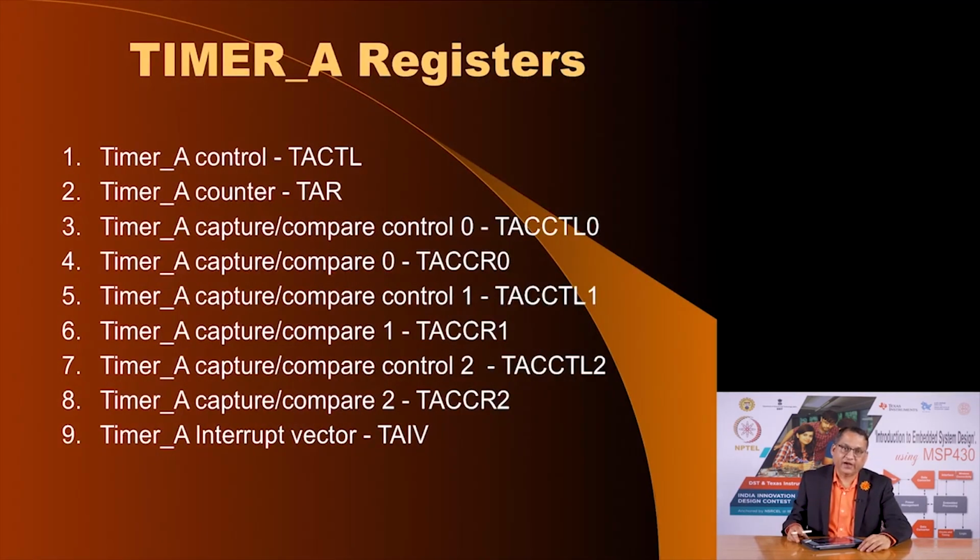As usual, these are our timer registers. You have the timer control register, you have the timer register as it is, which actually counts pulses or clock signals. You have capture compare control register 0, capture compare register 0, capture compare control 1, capture compare 1, capture compare control 2, and capture compare register 2, as well as the interrupt vector register.